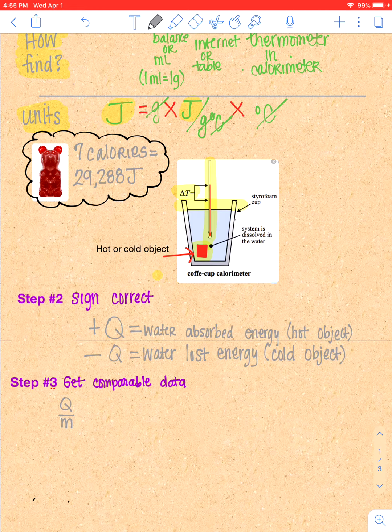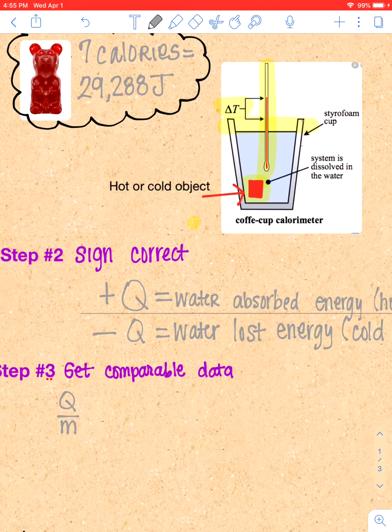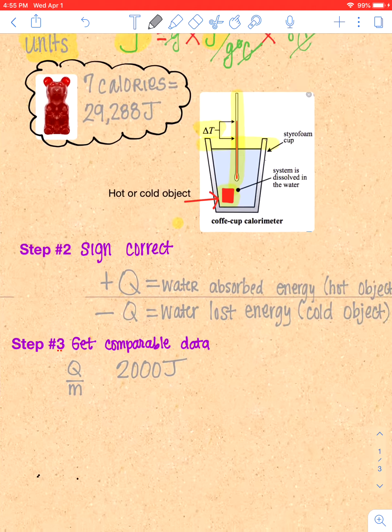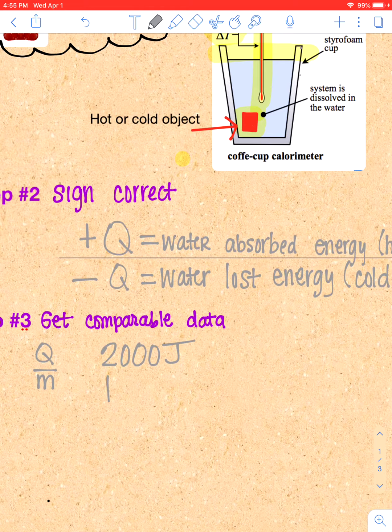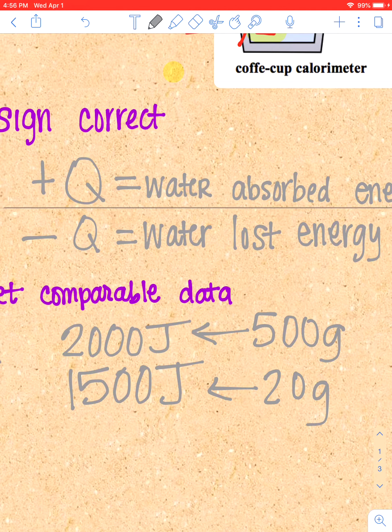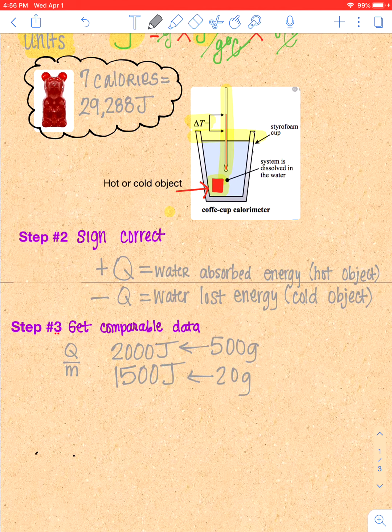Okay, final thing, final step. You cannot compare all of your different items or substances that you put into your coffee cup very fairly if they weigh different amounts. Because you might have one that has, for example, 2,000 joules, and then you may have another one that's maybe 1,500 joules, but it just may so happen that this one you had like 500 grams of it, and this one you only had like 20 grams of it. Well, of course it's not going to have as much energy. There's just not as much of it.